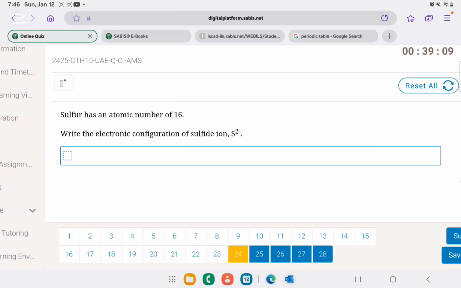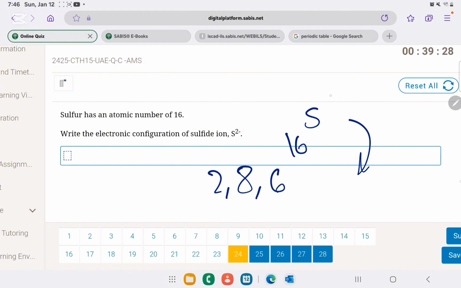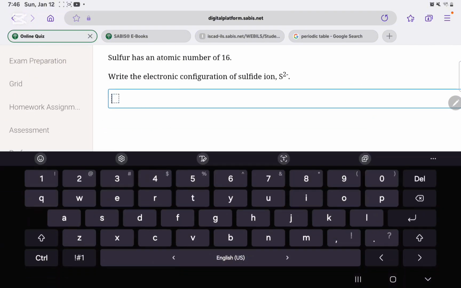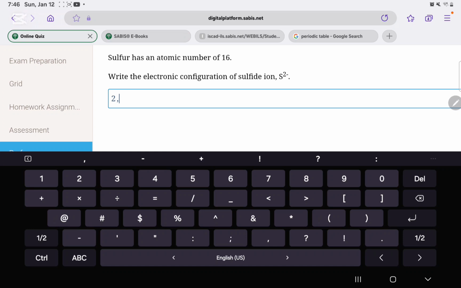Sulfur has an atomic number of 16. Write the electronic configuration of sulfide ion, so S2-, 16. So first let's write the electronic configuration without the 2- and then add the 2- later. So it's gonna be 2, 8, 6. Now let's add the 2-. Since it's an electron, we add it, we don't subtract from this. So we're gonna add it to the last layer. It's gonna be 8. So 2, 8, 8.